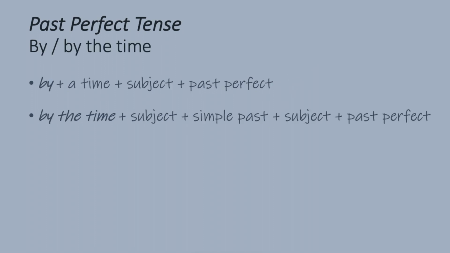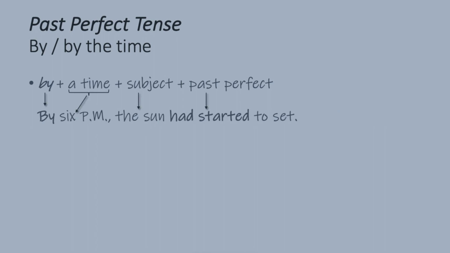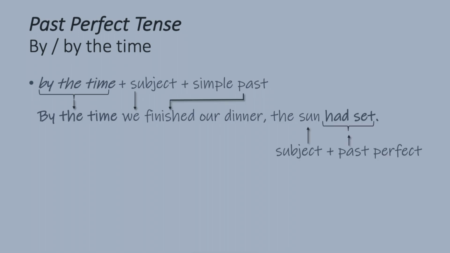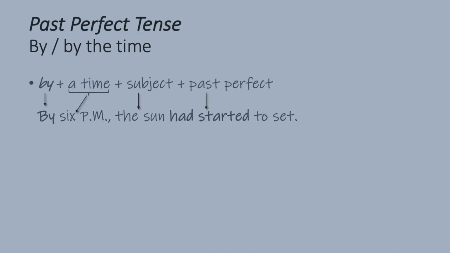One more thing, the preposition by or the phrase by the time are common in past perfect sentences. The structure works like this. By plus a time or by the time plus the subject are often used with the past perfect. Let me show you how that works. By means before or not later than. By 6 p.m., the sun had started to set. By 6 p.m., that's the time. The sun is the subject, and had started is the verb in the past perfect.